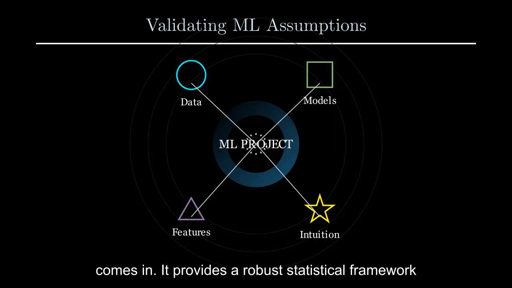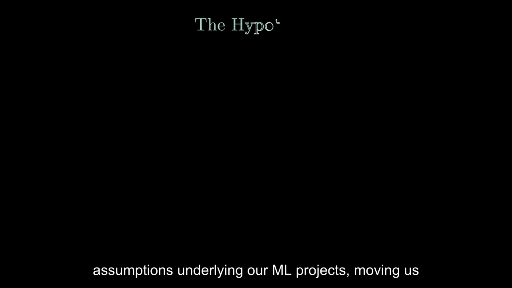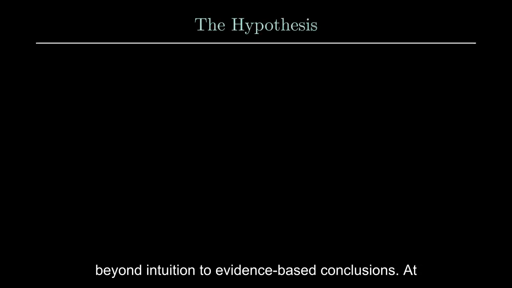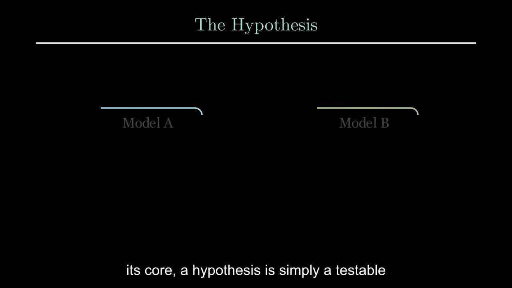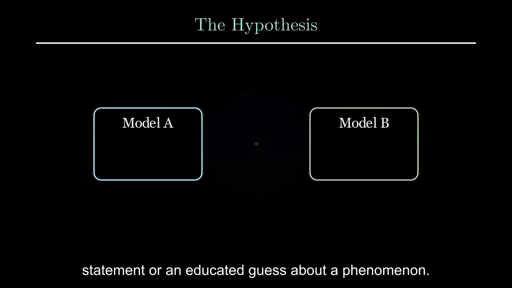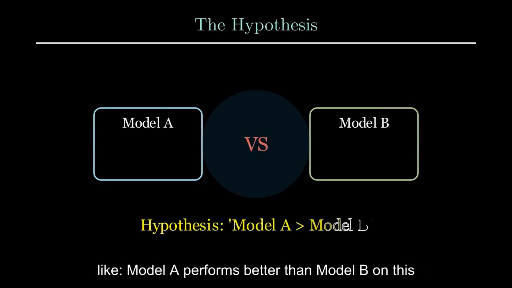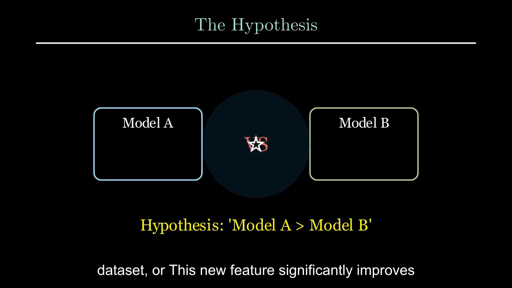It provides a robust statistical framework to make informed decisions and validate the assumptions underlying our ML projects, moving us beyond intuition to evidence-based conclusions. At its core, a hypothesis is simply a testable statement, or an educated guess about a phenomenon. In machine learning, a hypothesis could be something like, Model A performs better than Model B on this dataset, or this new feature significantly improves the prediction accuracy of our model.